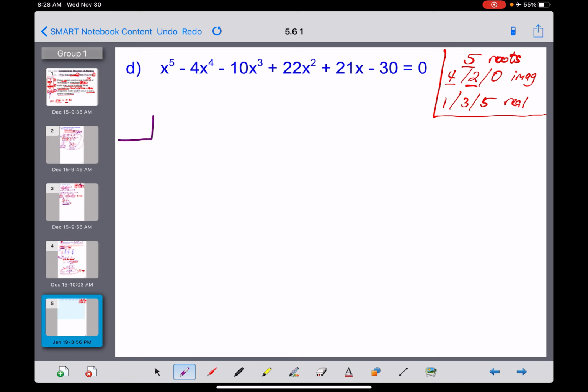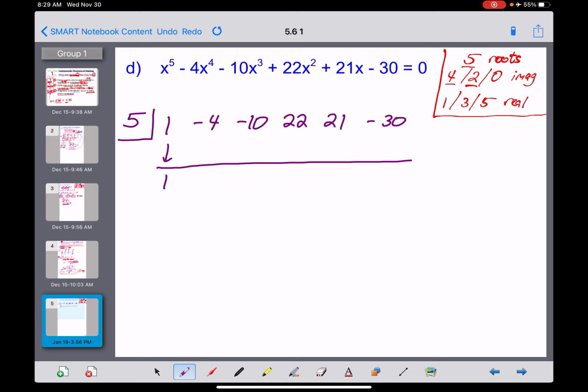So let's do some synthetic division, and I'm going to put 5 in the box. And now all of our coefficients come after that. 1, -4, -10, +22, +21, and a -30. And if we were right about the 5, we should end up with 0 for a remainder. Here we go. Let's bring the 1 straight down and go to town. 5 times 1 is 5, added to a -4 is 1. Times 5 is going to give me a 5 here, plus a -10 is -5. That -5 times 5 is a -25, plus the 22 gives us a -3.